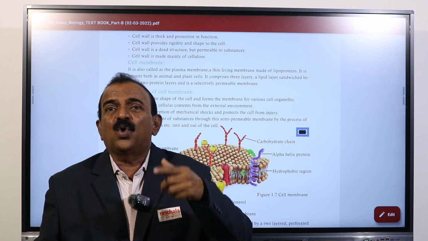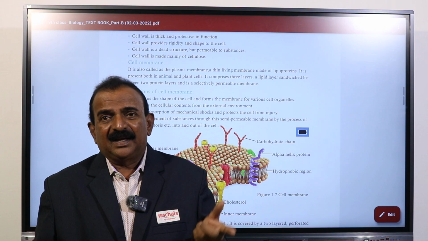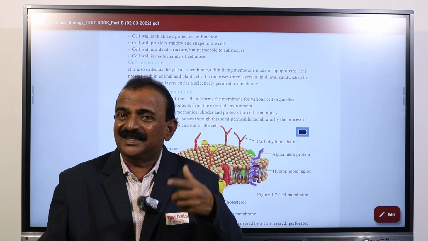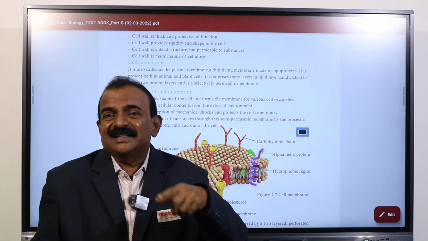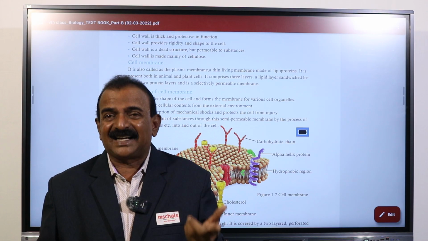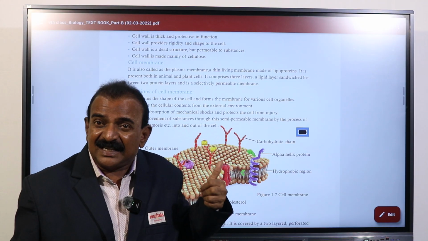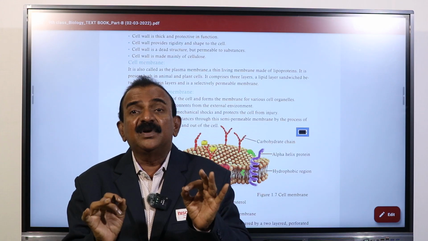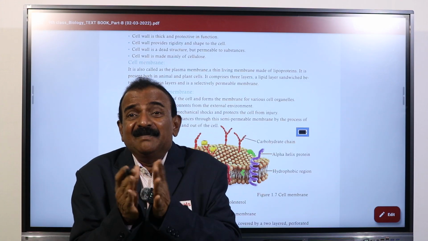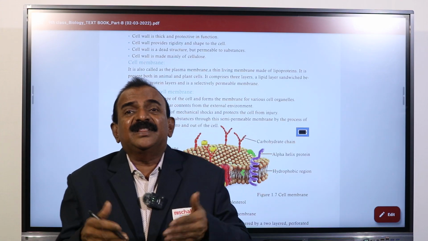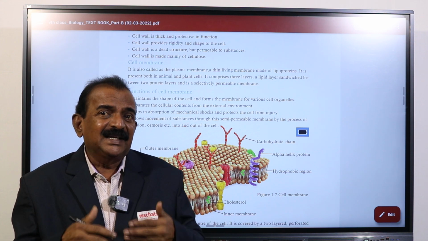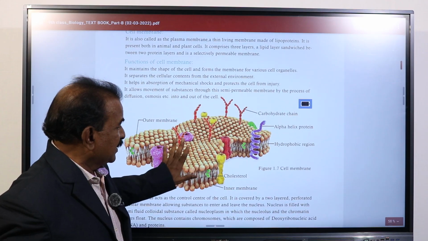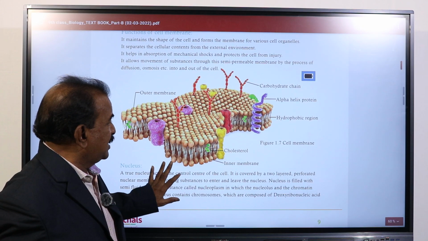Cell wall is present only in plant cells and absent in animal cells. Cell wall is made up of cellulose in plant cells, and in prokaryotes it is made up of polysaccharides and protein. But in animals, the cell membrane is made up of lipoprotein, and a lipid layer is sandwiched between the two protein layers. It has three layers.